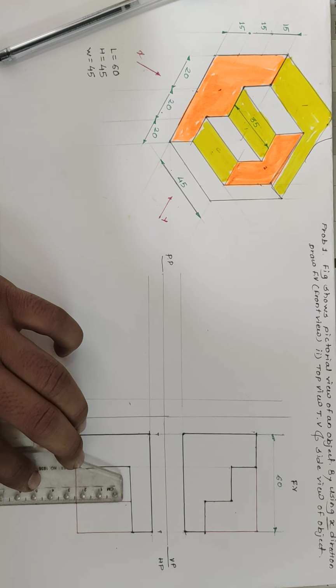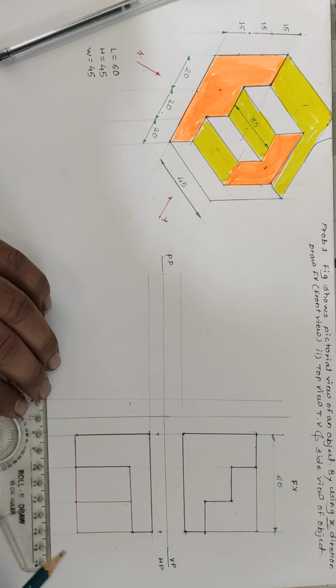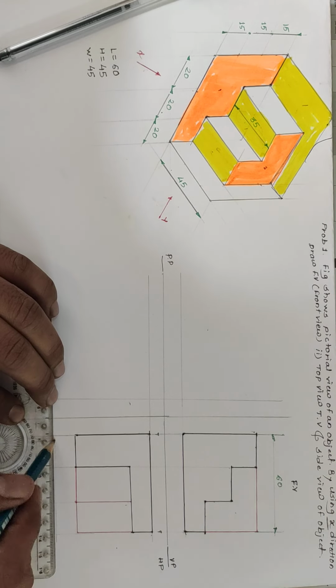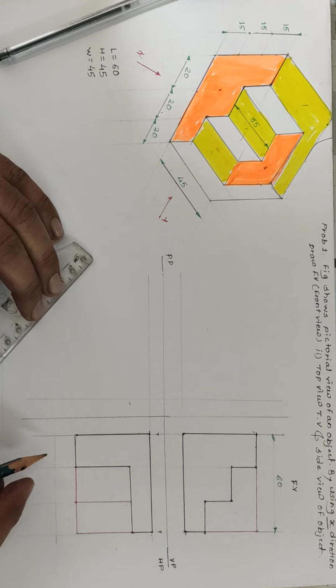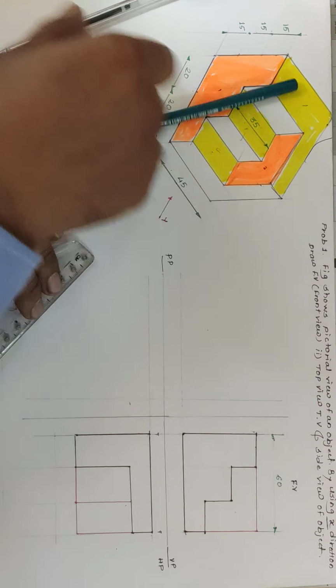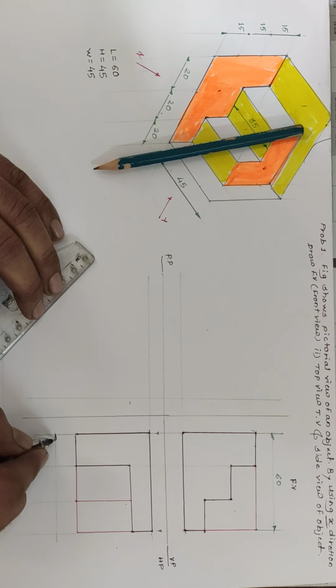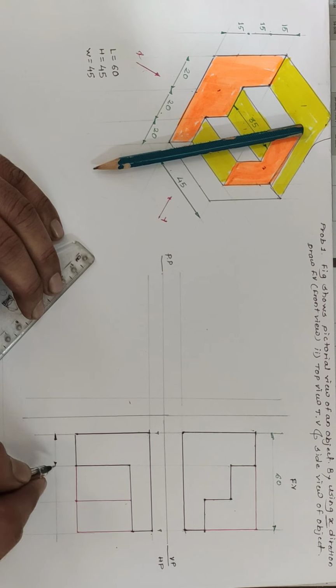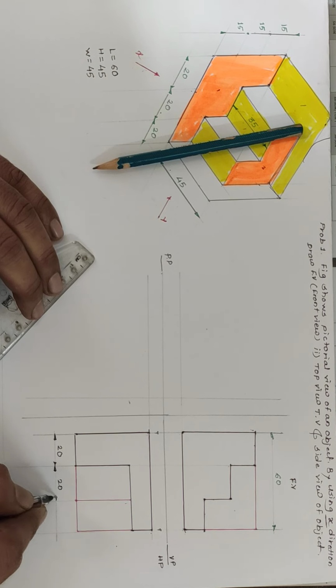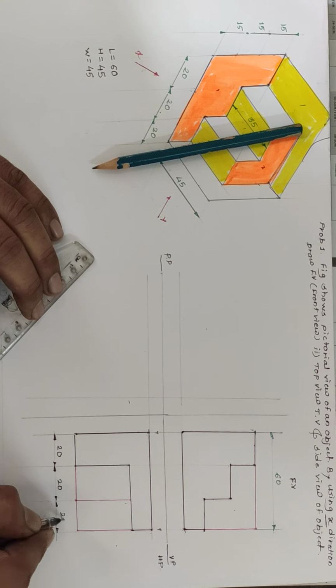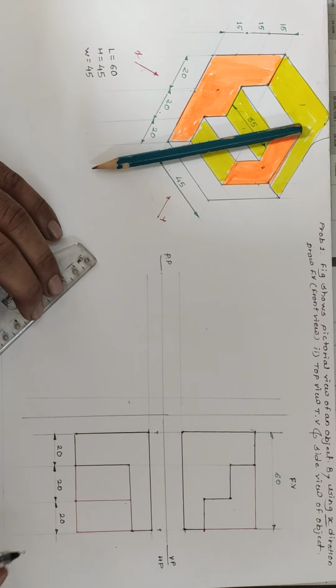Faint projection lines, then specific distance can show the dimensions. And this is the 20 mm, this is 20 mm, and this is a 20 mm. So total length of object is 60 mm.